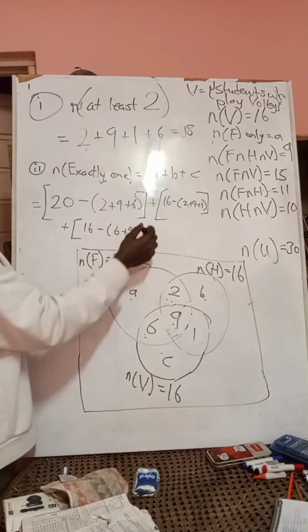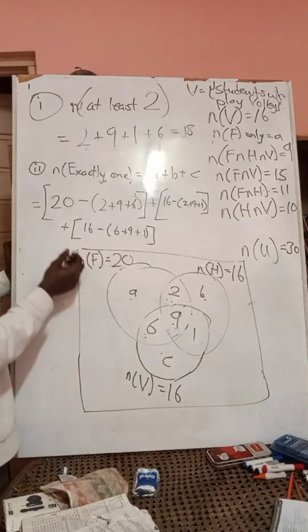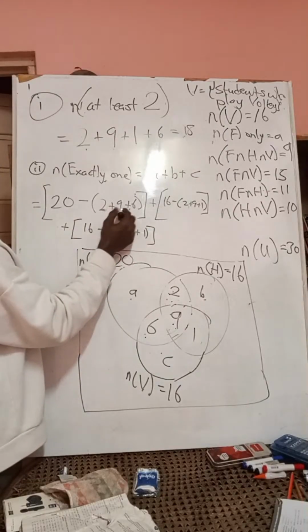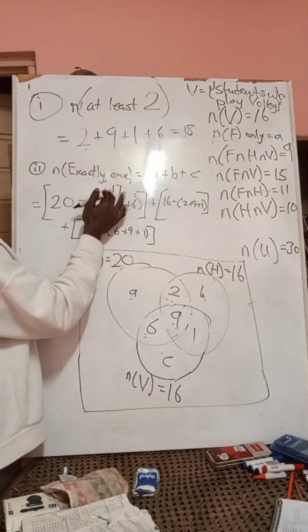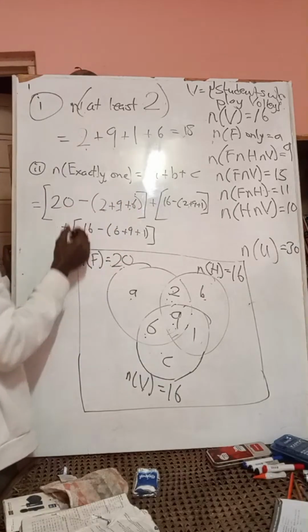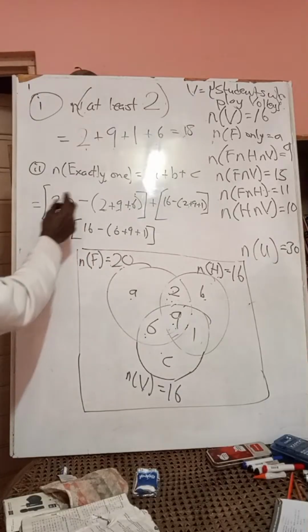Okay. So here it is. That's all. After that, you close it like this. So let's solve this one. This one will be what? 17. So here will be 17. So 20 minus 17 is what? 3. So we'll be having 3 here.